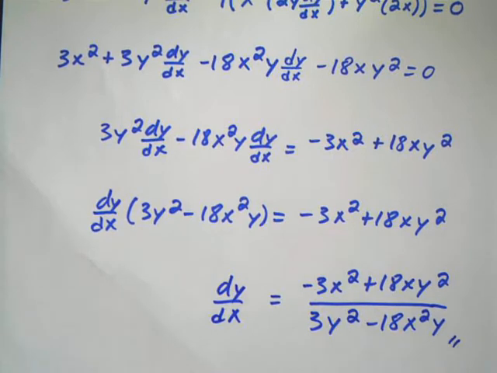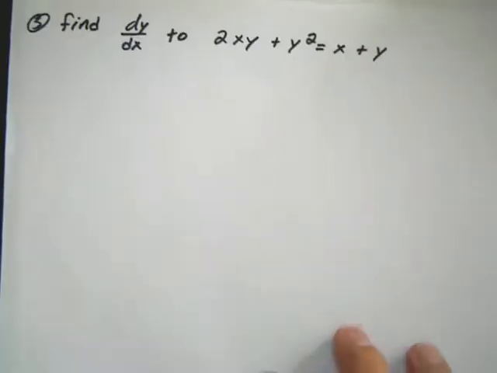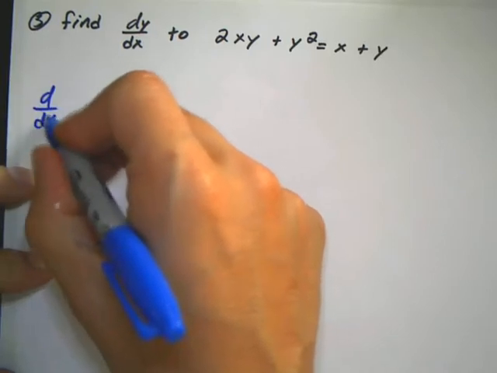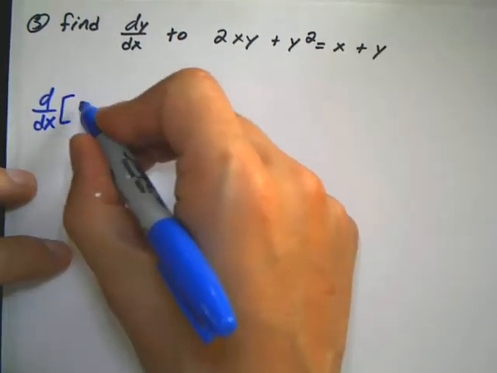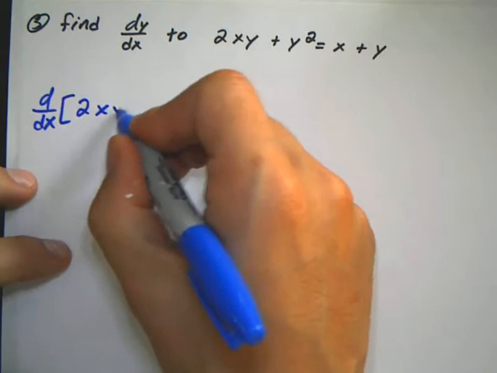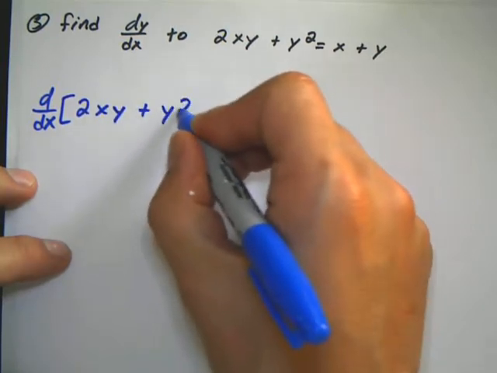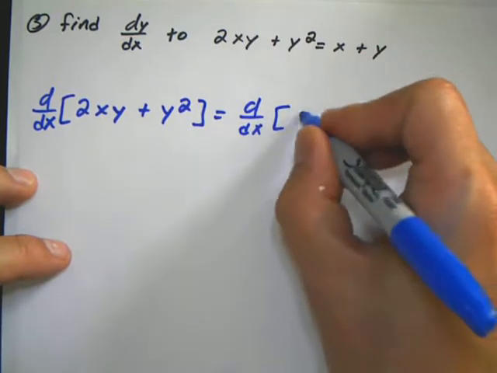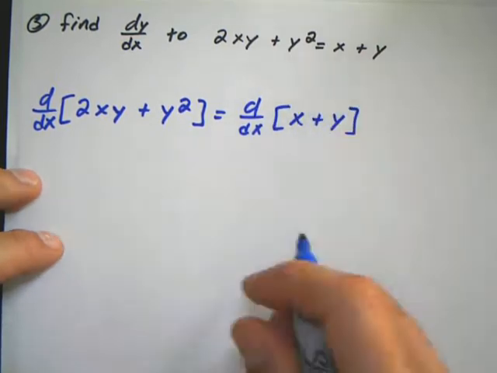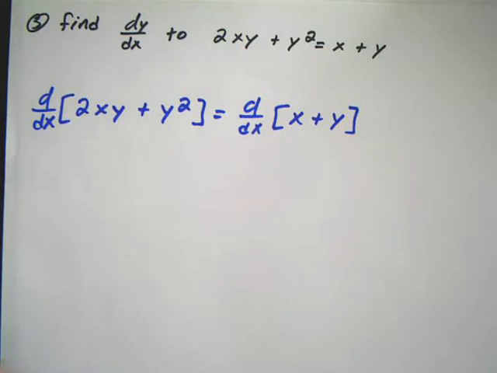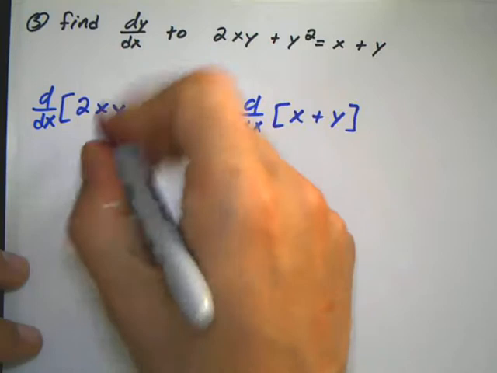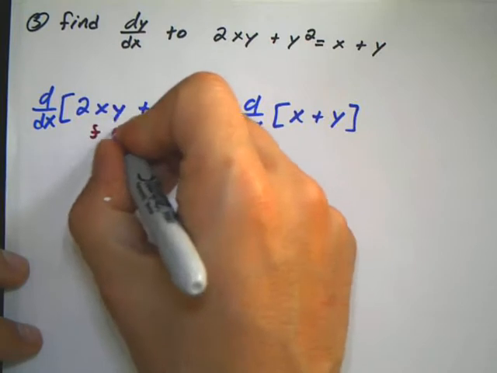Alright, last example. Find the derivative to this. So setting this up, it's going to be the derivative with respect to x of 2xy plus y squared, and the derivative on this side is going to be x plus y. Now, I have 2 times x times y. I can do the product rule on this. I consider this to be an f, and this to be a g.